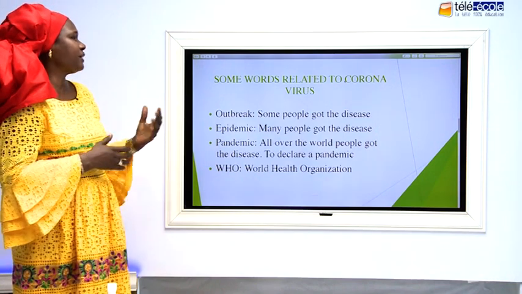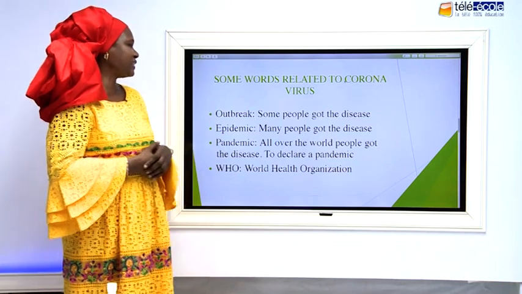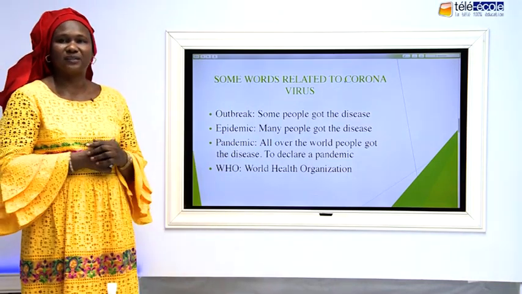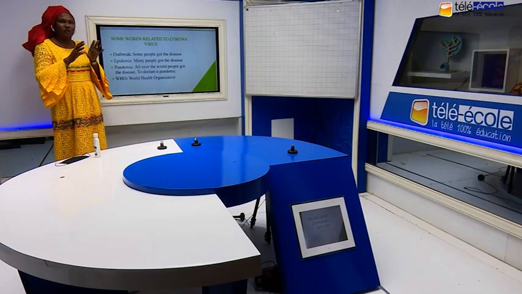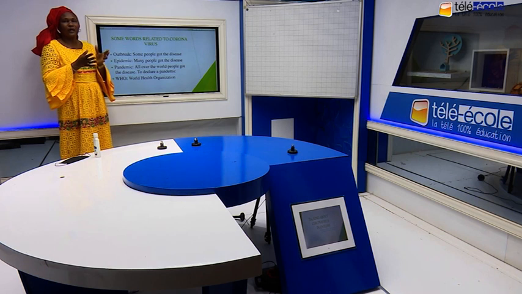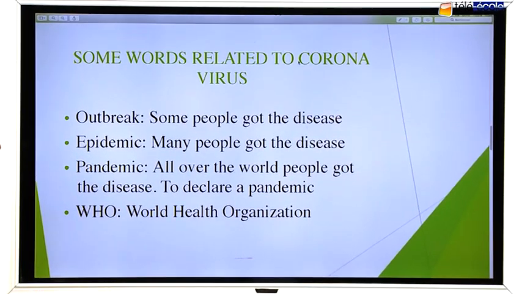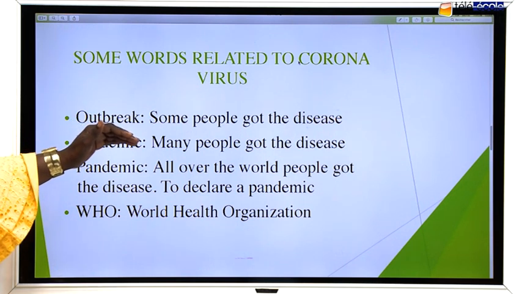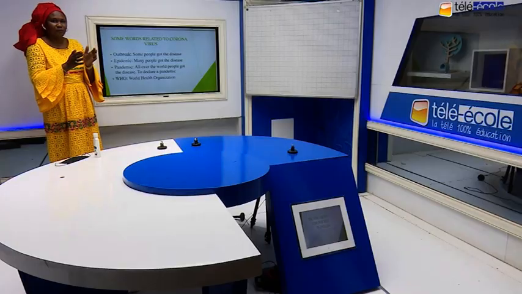Now we are going to see some words related to coronavirus. The first word is outbreak. You know, when the disease began, it began in a small village in Wuhan, in China. So it was in a small place and people got ill at the same time. We say that it was an outbreak. So it's what I try to explain here. Some people got the disease at a small level.